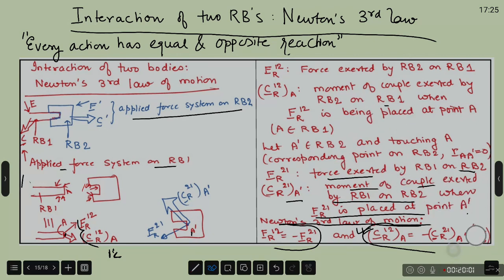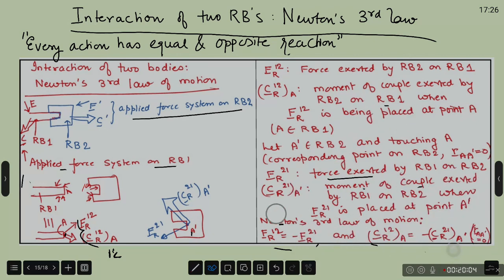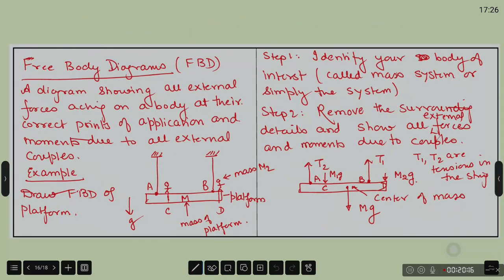Okay, moving on. Free body diagrams. I know you already know free body diagrams. Consider this as a review. What is a free body diagram? A free body diagram is a diagram which shows all external forces acting on a body at their correct points of application and moments due to all external couples. In other words, torques. That's a free body diagram.